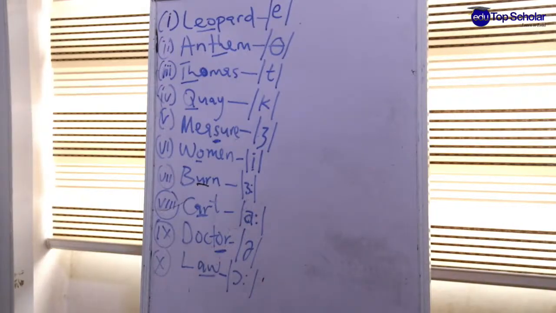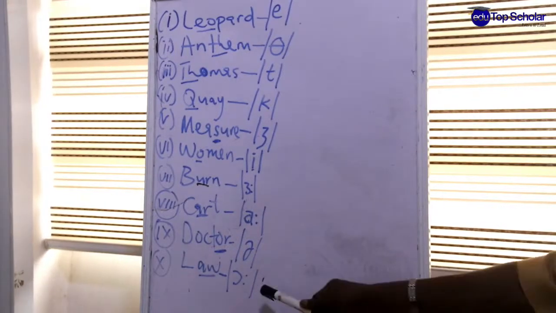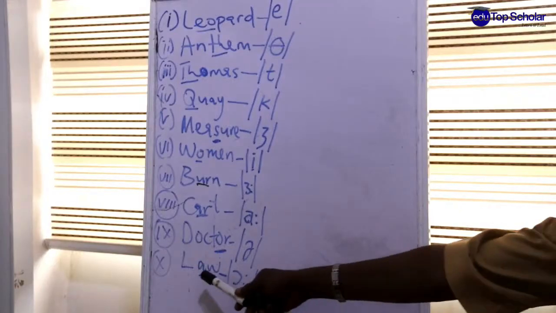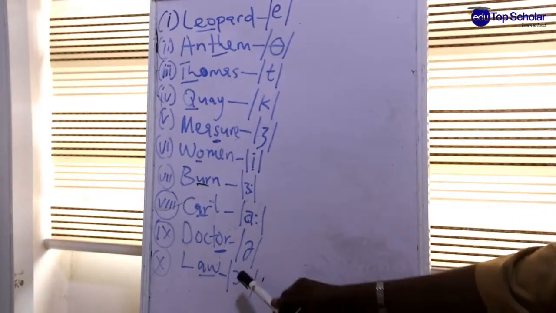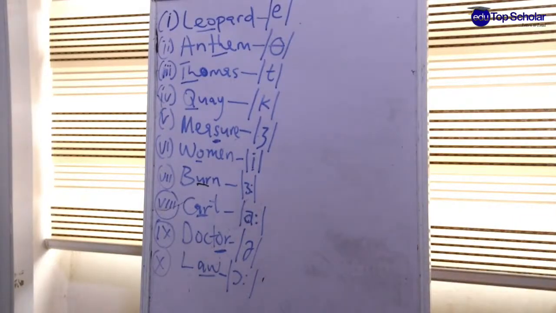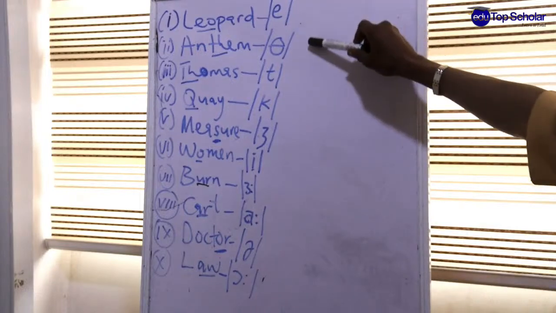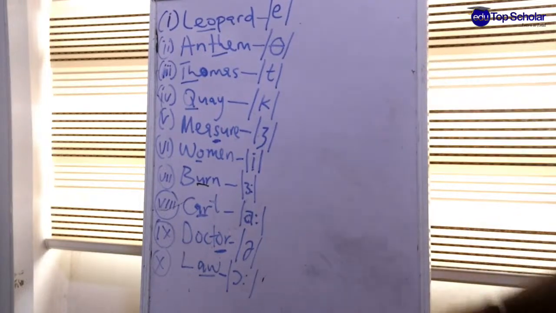Then the last one, law. That is very easy. You already know. It's a long O that is represented by AW there. So remember, always put your sounds in slanting brackets. And let's go quickly to the next question.